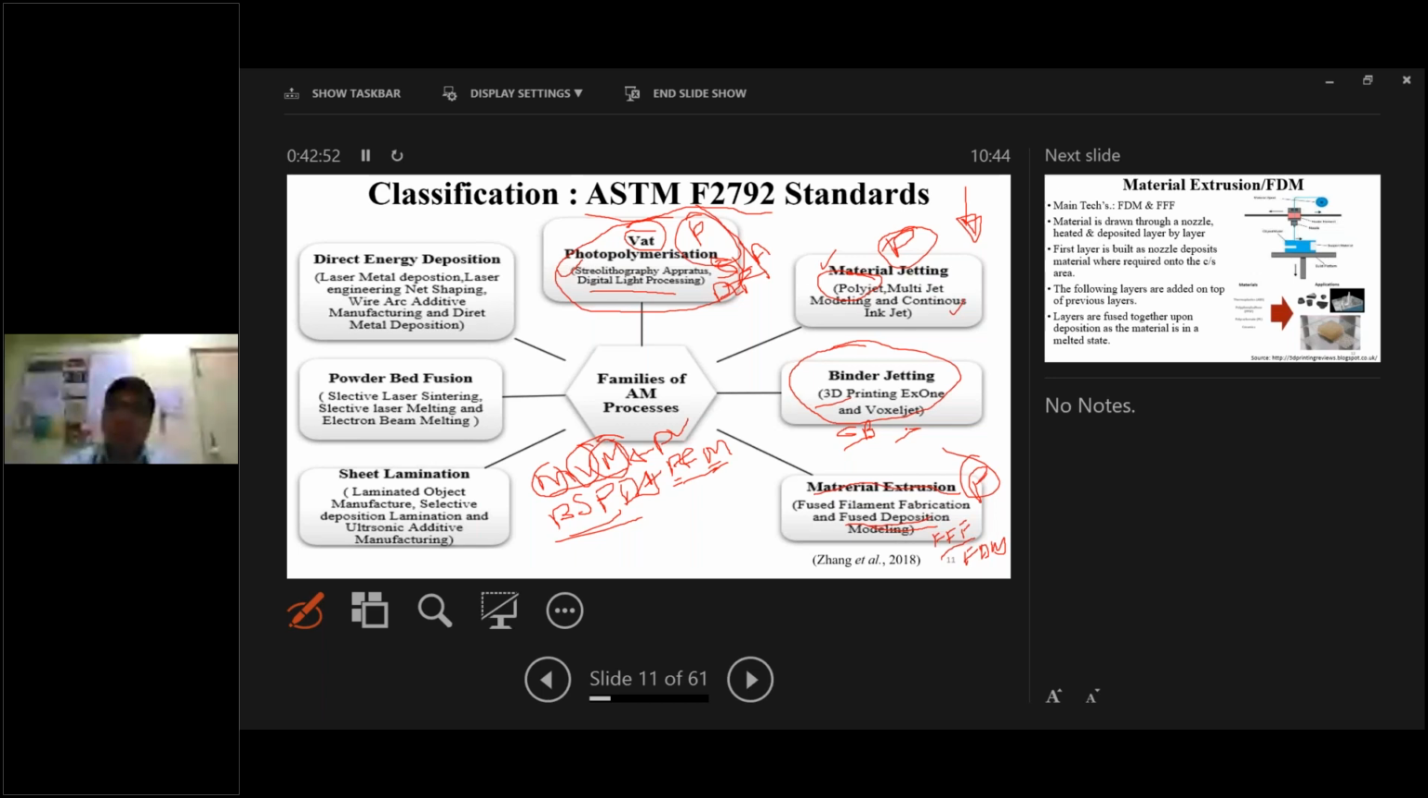So the first B, binder, stands for the third category. Rather, in total, it is the fifth number. What is S? S stands for sheet lamination. Here you have sheets placed layer by layer, cut by some process and then laminated. So sheet lamination is for both polymers and metals. And this is the classification which has ASTM F2792.